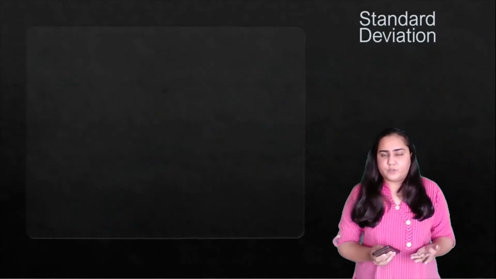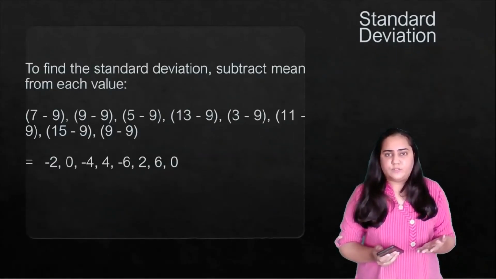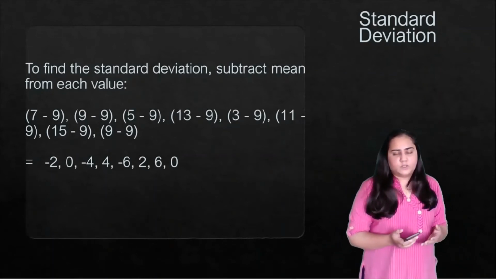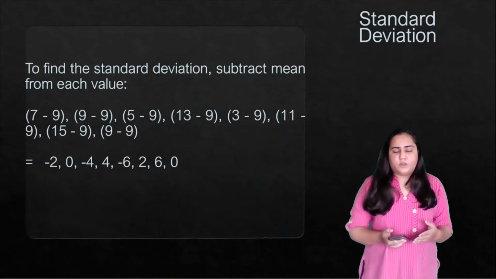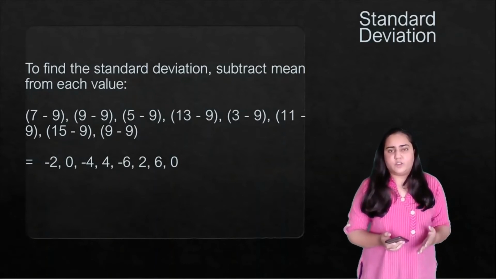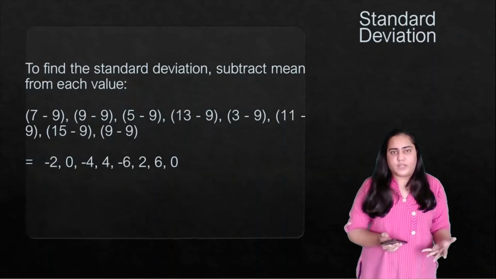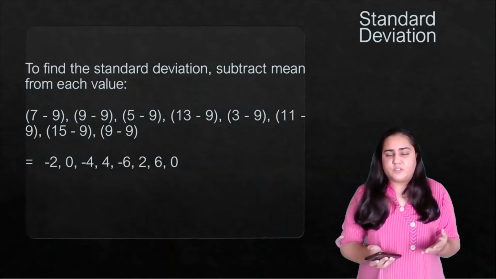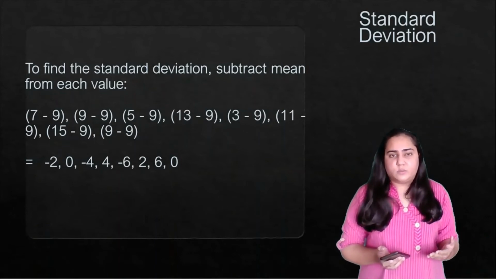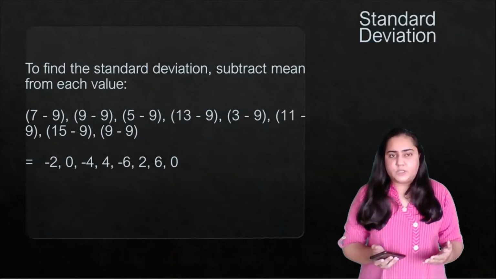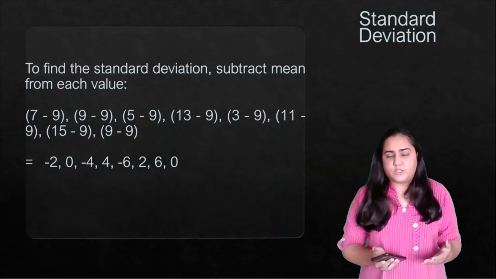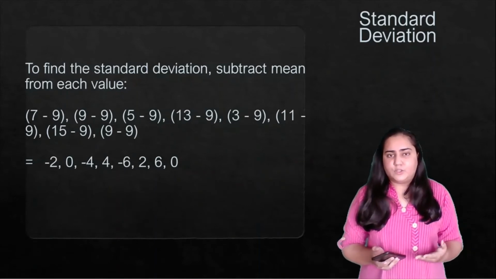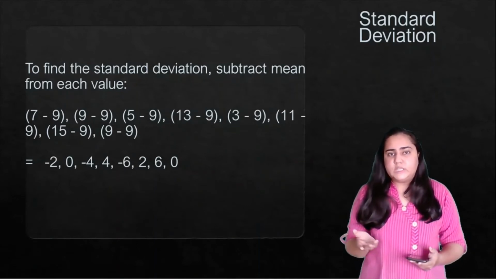Now using this average or mean, we are going to find out deviations. To find those deviations of the data, we are going to subtract the mean from each and every observation, even if you get a negative value. So you can see when you subtract the mean from the first observation, 7, we end up getting -2. Second observation gives us a 0. Third observation gives us -4. Then we have 4 and -6 and 2 and 6 and 0.